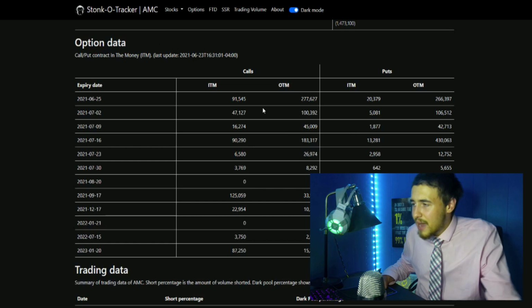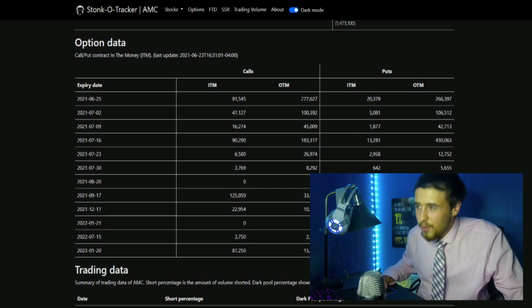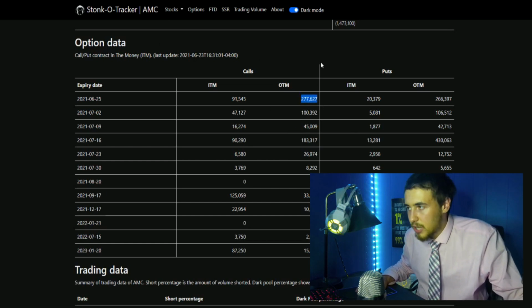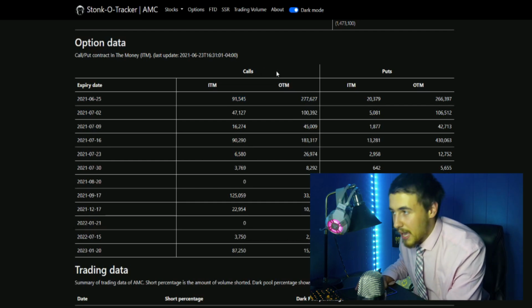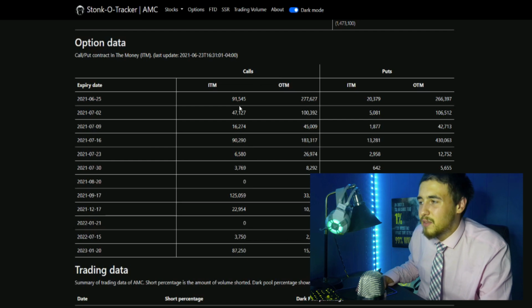Now, so that is all good here. We have roughly 370,000 contracts out the money and in the money. That number, obviously, like I said, put together. So even 91,545 contracts is a significant amount. That's not enough for a full-on gamma squeeze.